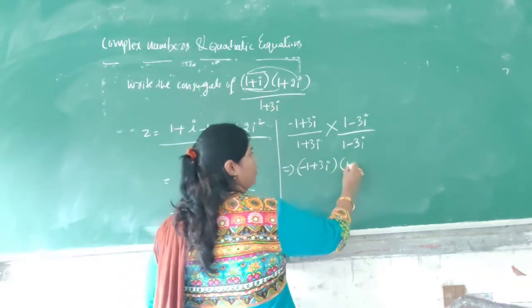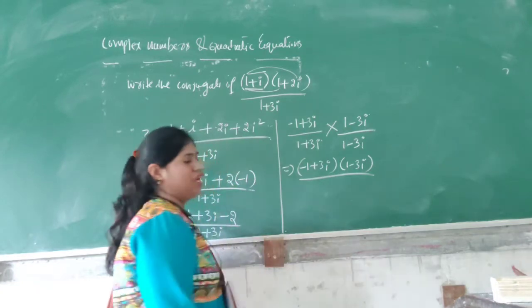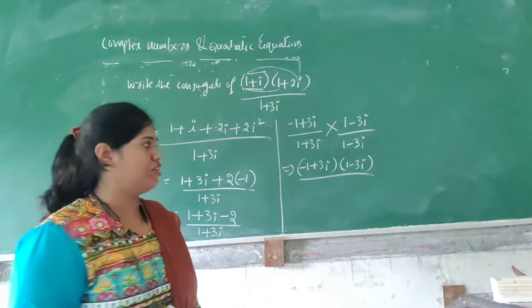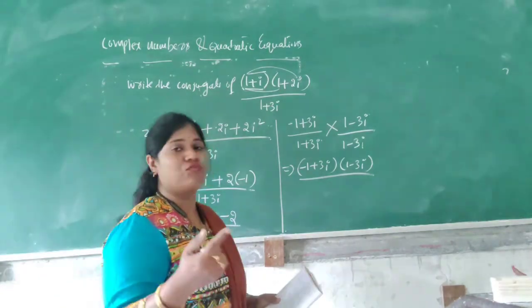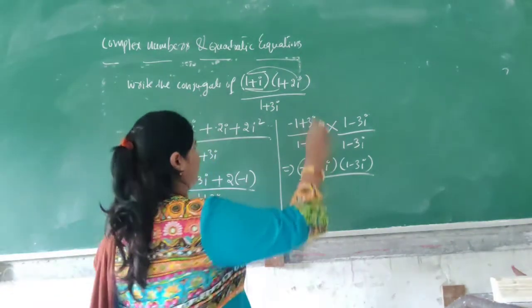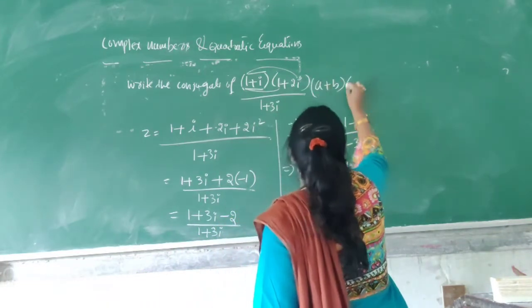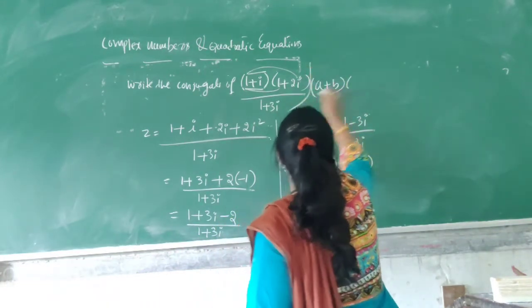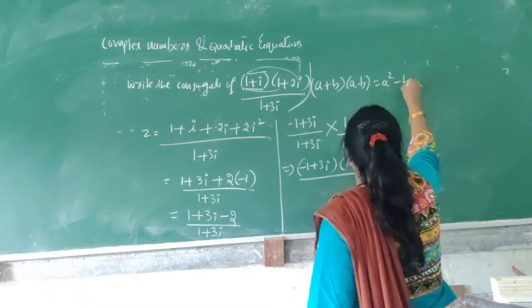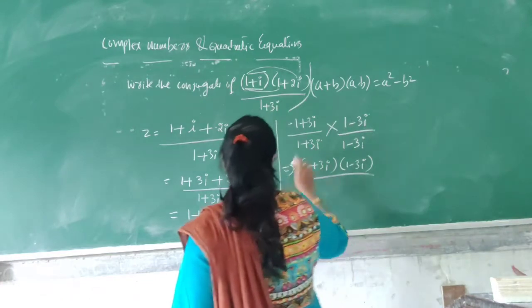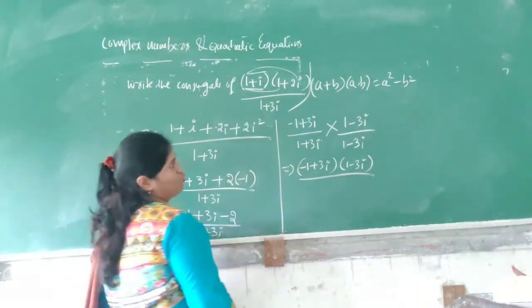This one is (a plus b) into (a minus b). What is (a plus b) into (a minus b)? a square minus b square. That is the formula. (a plus b) into (a minus b) is equal to a square minus b square. So no need to multiply it like that. We can just use the formula.